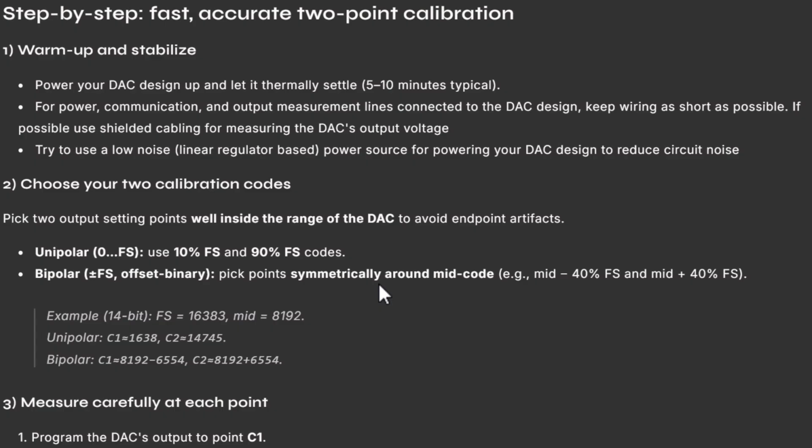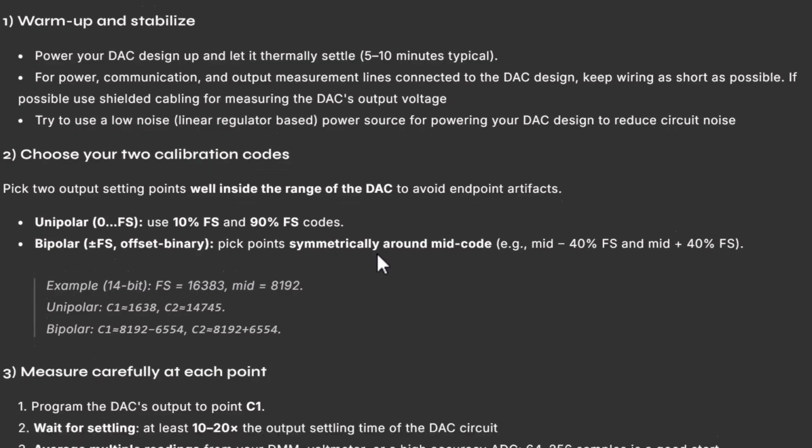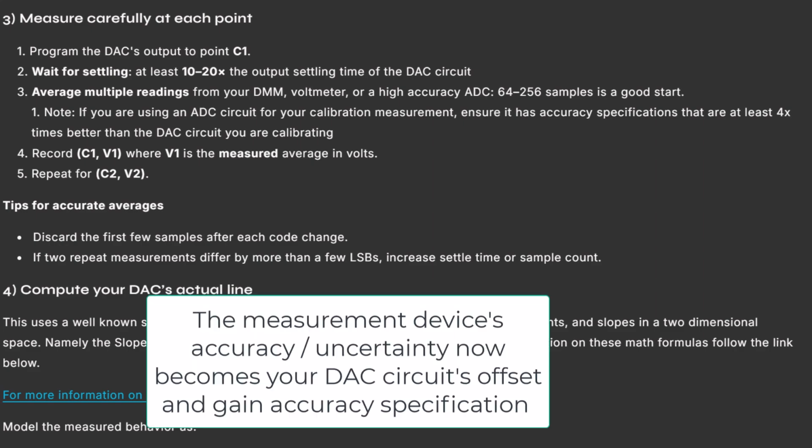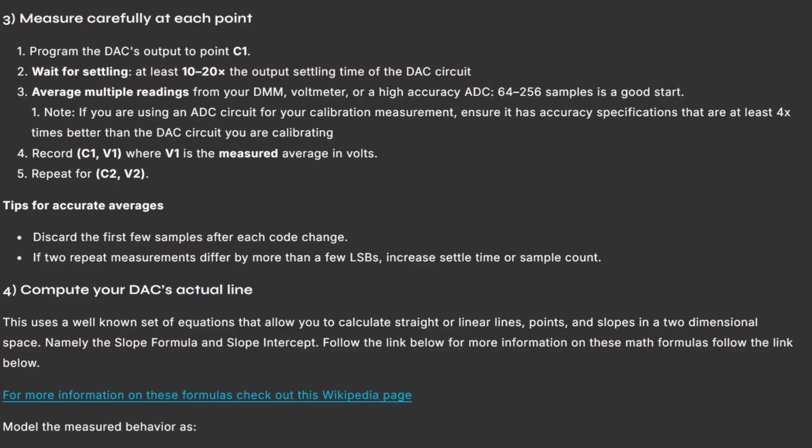80% in the middle of 100% range gives us 10 and 90. Next, we want to measure each of our points with a high accuracy measurement device, right? We need to find a measurement device that has much less uncertainty than the DAC's output. You probably want at least 3 or 4 times better uncertainty in your measurement device than the DAC. And then, of course, with our measurement device, we should try to average readings together, right?